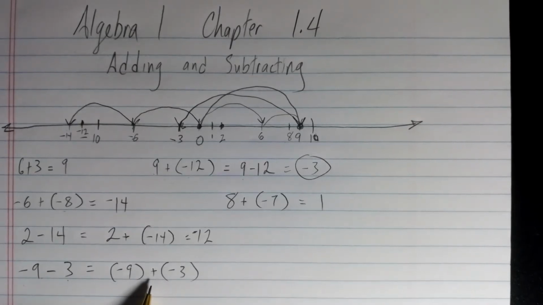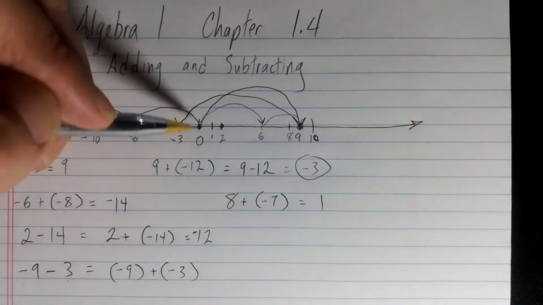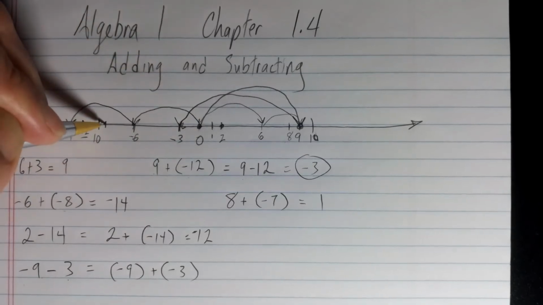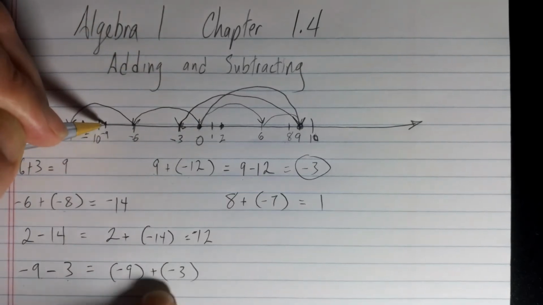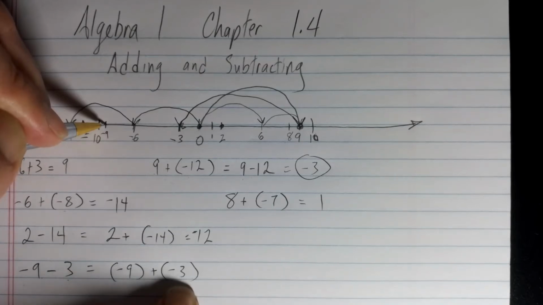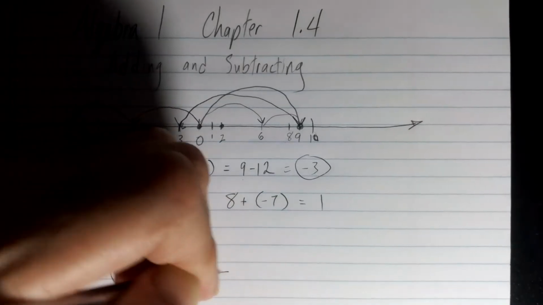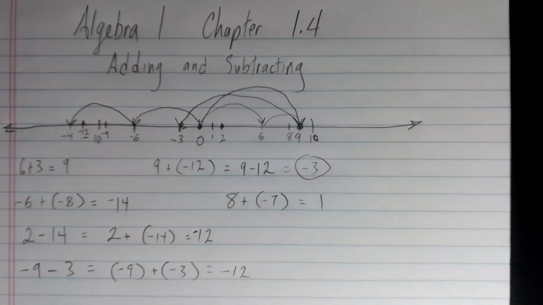And now when I start my operation, I can just simply start at 0, and notice I'm going to move to the left 9 spaces because it's negative, and that will put me about right at negative 9. And now I'm going to go 3 spaces to the left because it's negative. So 9, 10, 11, and I'll end up right there at negative 12.